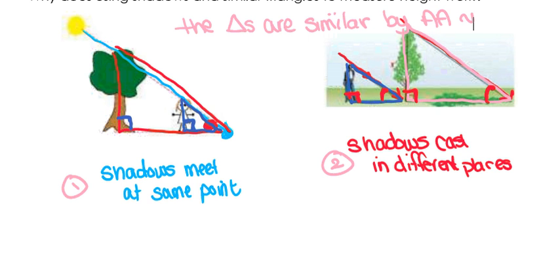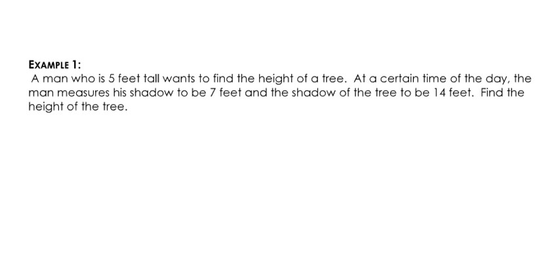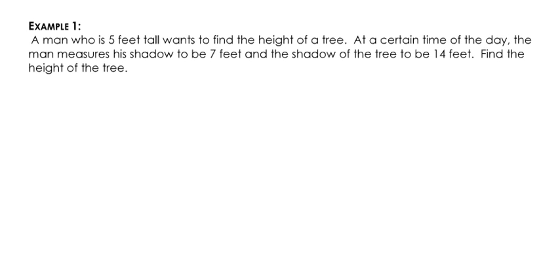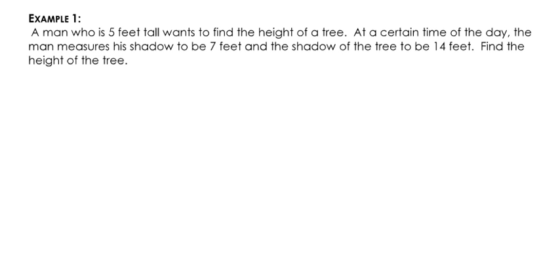All right, I know you're anxious, so let's flip up to the top of page 17 and look at how we can solve some problems that involve shadows. In the first one, we have a man who is 5 feet tall, and he wants to find the height of a tree. At a certain time of the day, he measures his shadow on the ground to be 7 feet and the shadow on the ground of the tree to be 14 feet. They want us to find the height of the tree.